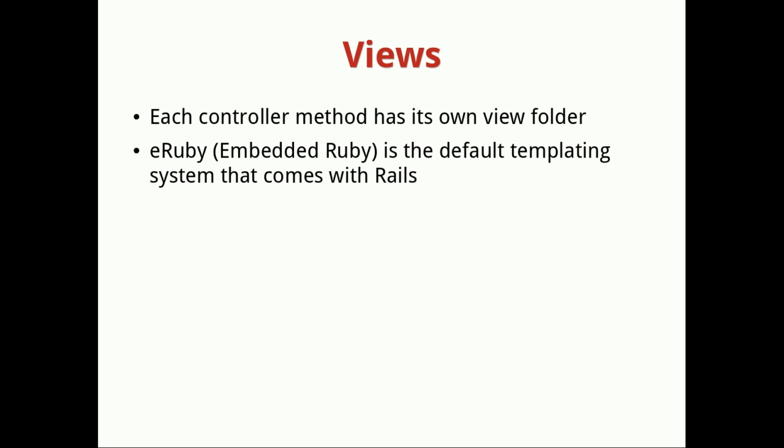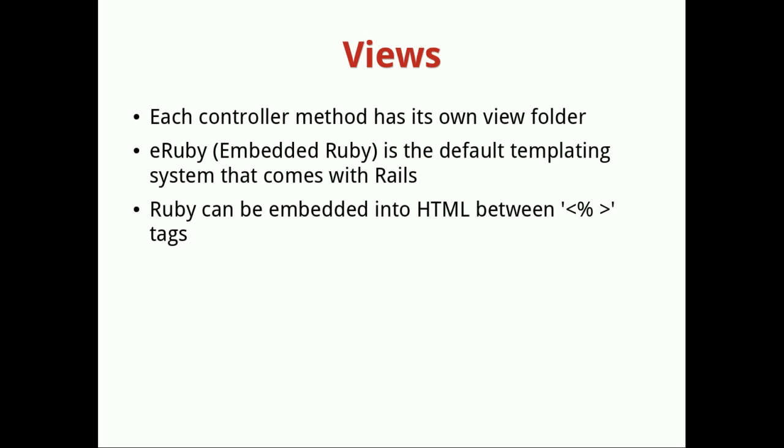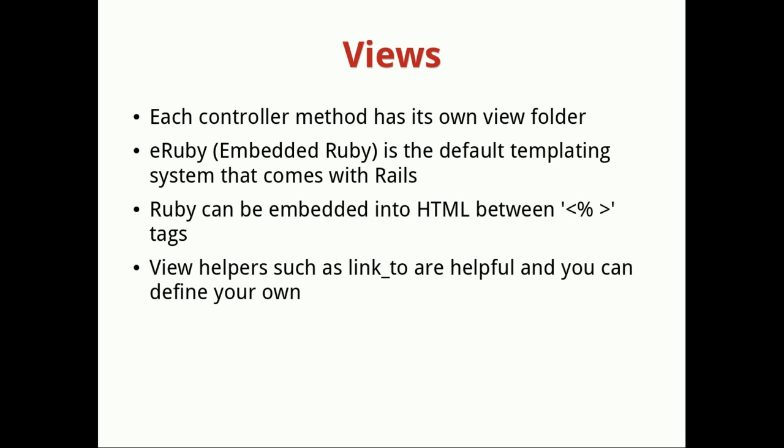And the default templating system that comes with Rails is called eRuby, or embedded Ruby. Basically, this just works by allowing you to put Ruby code directly into your HTML inside the tags like I described, and any output from that Ruby code will be directly outputted into your HTML. This is pretty similar to how PHP works by default.